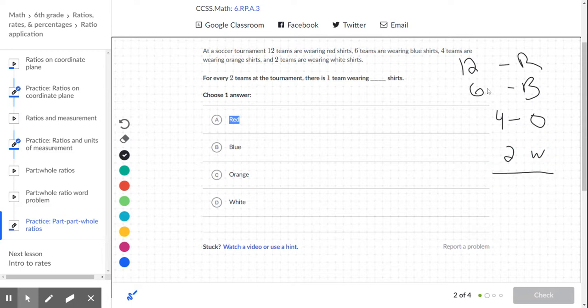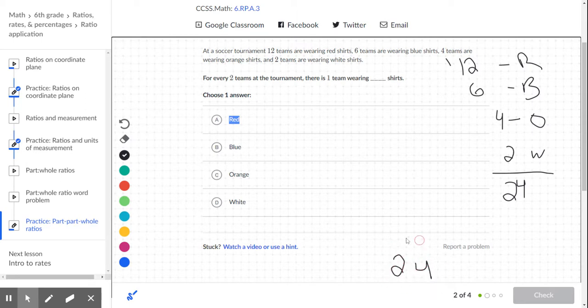When I add all of this up, I know that 6 plus 4 is 10, 10 plus 2 is 12, 12 plus 2 is 14, so I'm going to write a 4 and carry a 1. 1 plus 1 is 2. So I now know that I have 24 shirts total. So my total is 24.